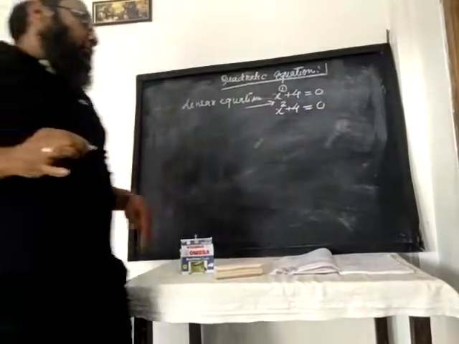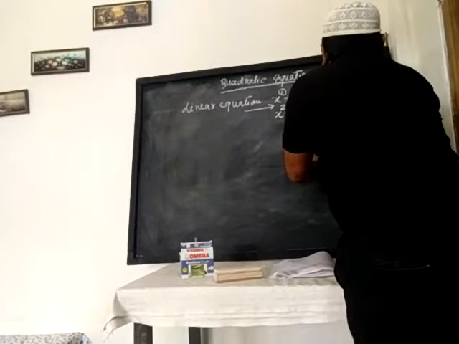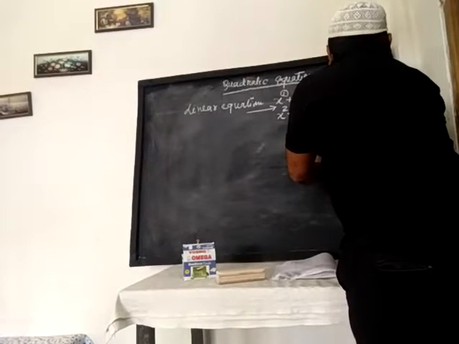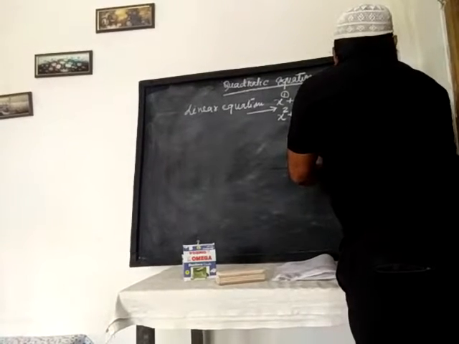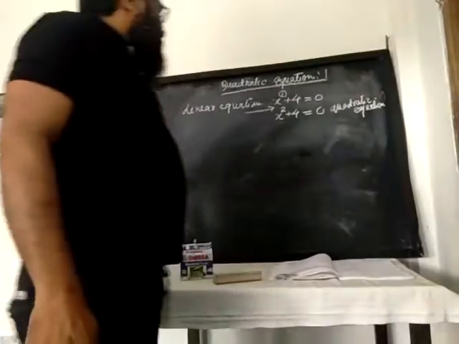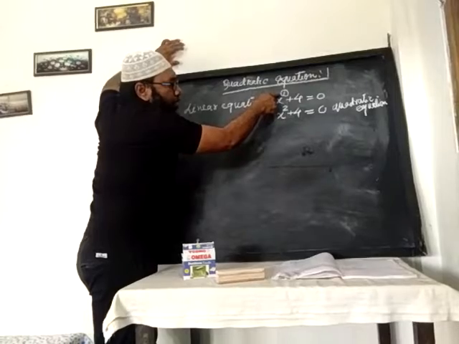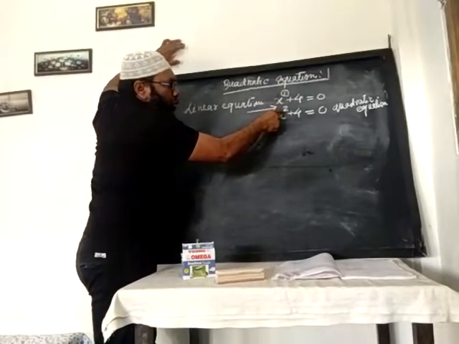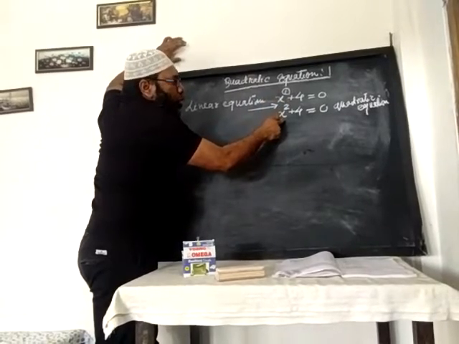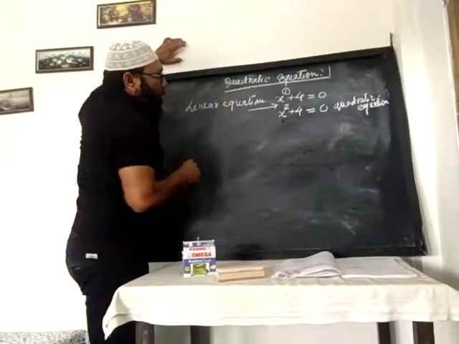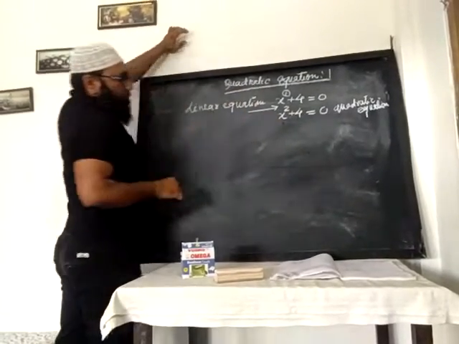Quadratic equation. This is called a quadratic equation. What distinguishes the two equations? Here the highest power is 1, and here the highest power is 2. So this is a linear equation and this is a quadratic equation. Now in this chapter we discuss quadratic equations.